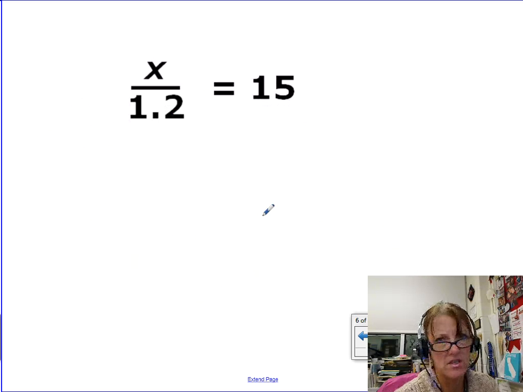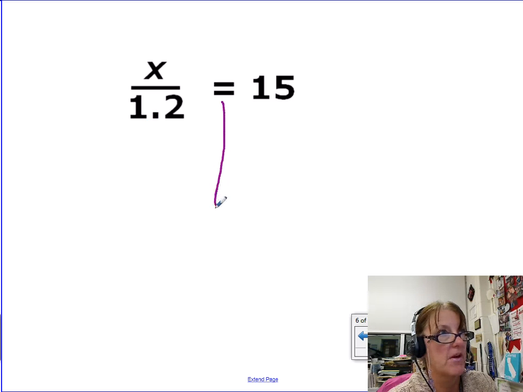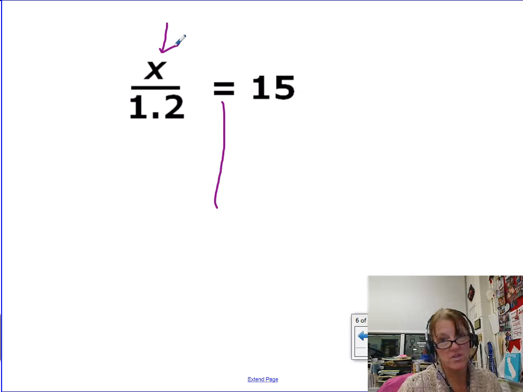Oh, now look at this. It looks like I have a fraction and a decimal in the fraction. Whoa. We have a calculator, so we're good to go. I found my variable. Here it is right here. And what I want to do is get that variable by itself.